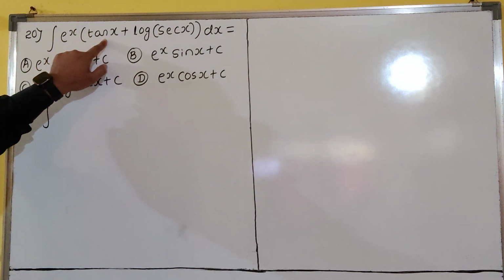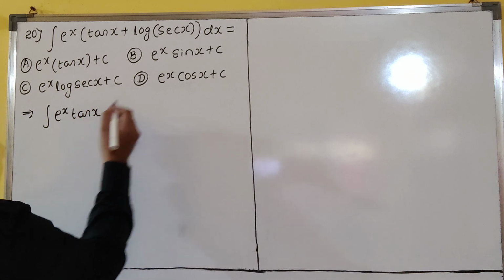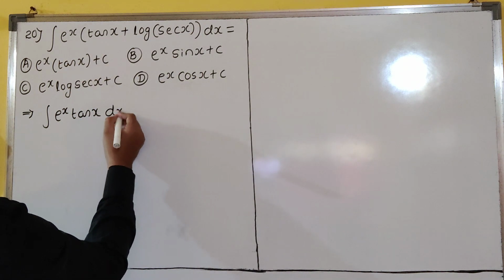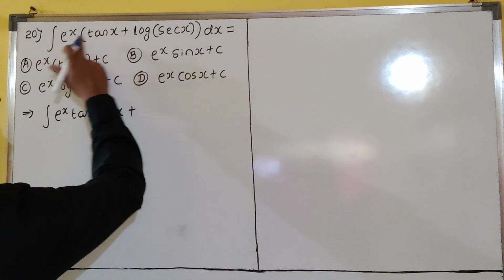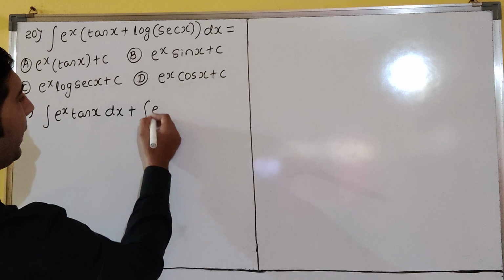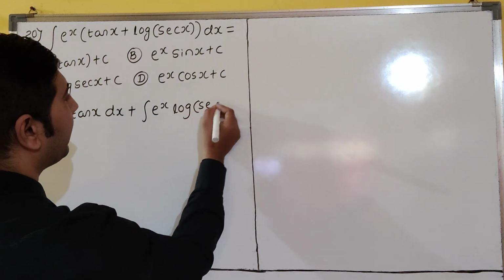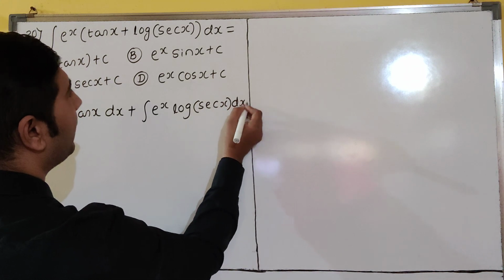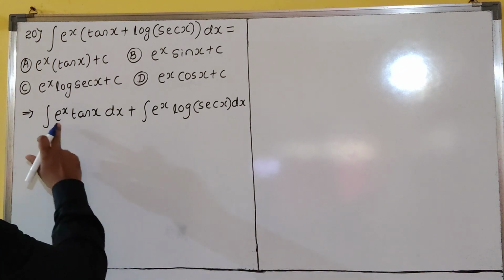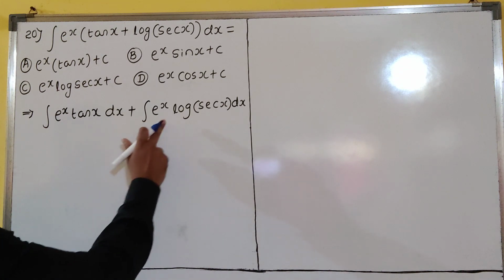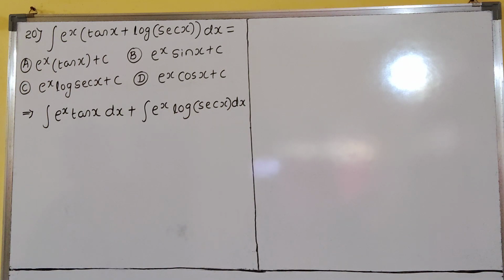Integration of e raised to x into tan x dx. I will take dx inside. Understood? So plus integration of e raised to x into log of sec x into dx, dear students. dx is taken for this also. So now try to understand here. What is this one? You can see here, e raised to x into this is that. Very clearly observe. So how to solve this one, you see.